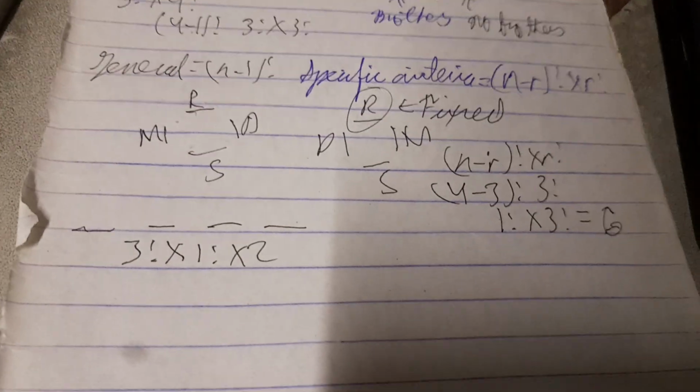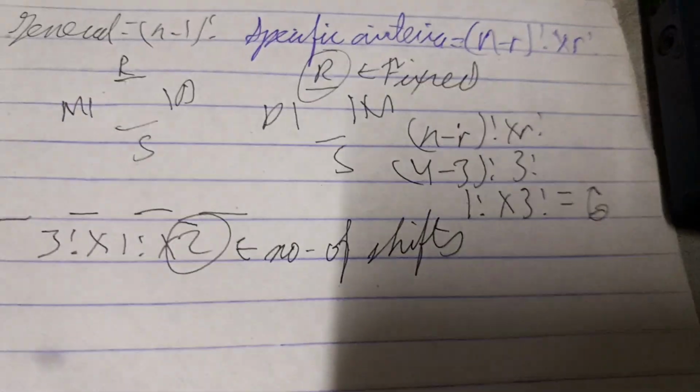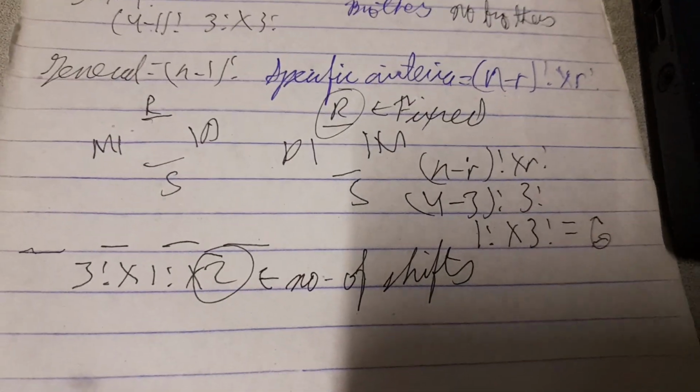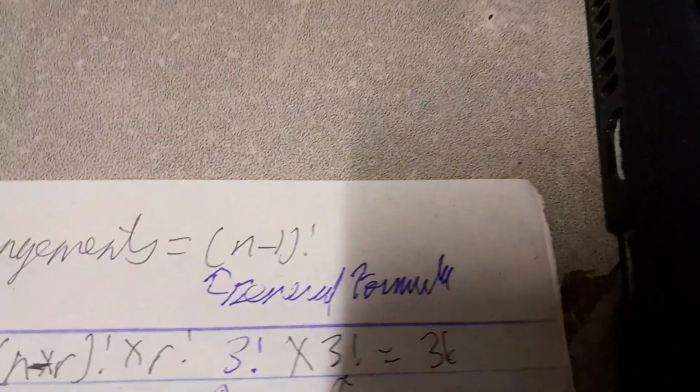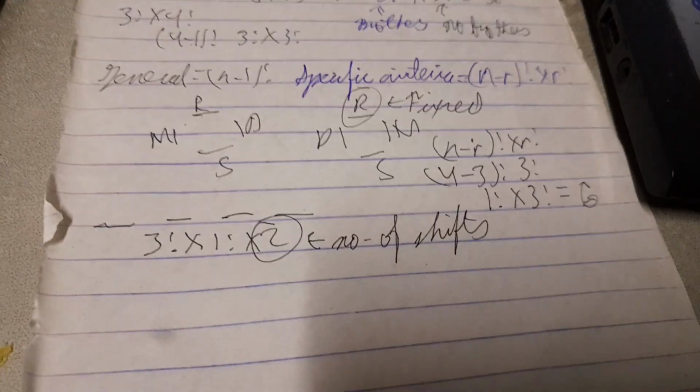But for circular permutation, of course, the number of shifts will be minus 1. Remember, this is the number of shifts in linear permutation. This 2 here pertains to the number of shifts, so we need to subtract that. The formula of circular permutation is n minus 1 factorial. So 2 minus 1 factorial is 1, and 1 factorial is just 1. So 1 factorial times 3 factorial is just 6. So that's really our answer. But if we were to multiply it by 2, that will be 12.